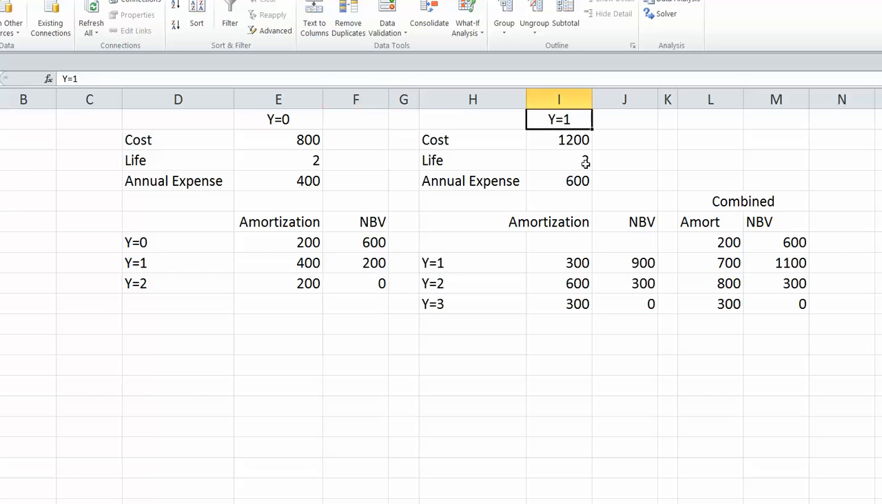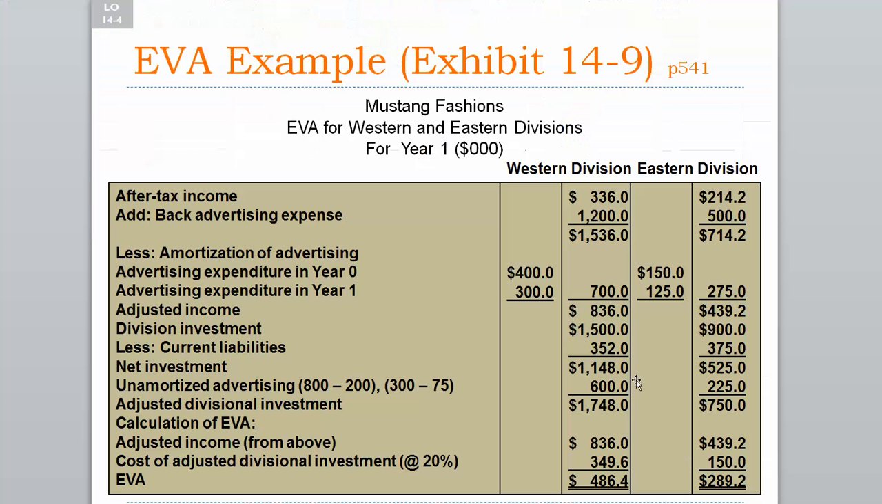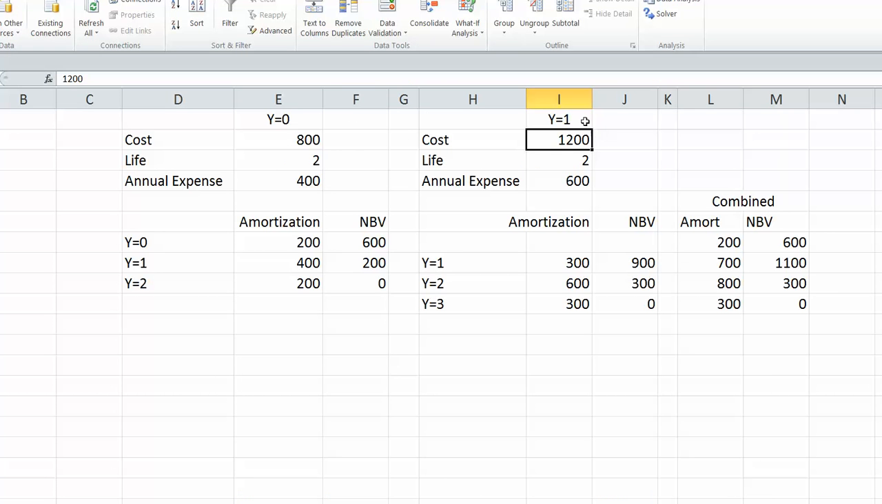In year 1, the current year, we are spending $1,200 on advertising expense. And again, that's a given. That's the amount we've added back to current year's net income. If we assume a 2-year life, the annual expense will be $600. In the first year, we will take, following the half-year convention, $300 in expense. In the next year, we'll take the full $600, and in the final year, the remaining half-year worth of expense.